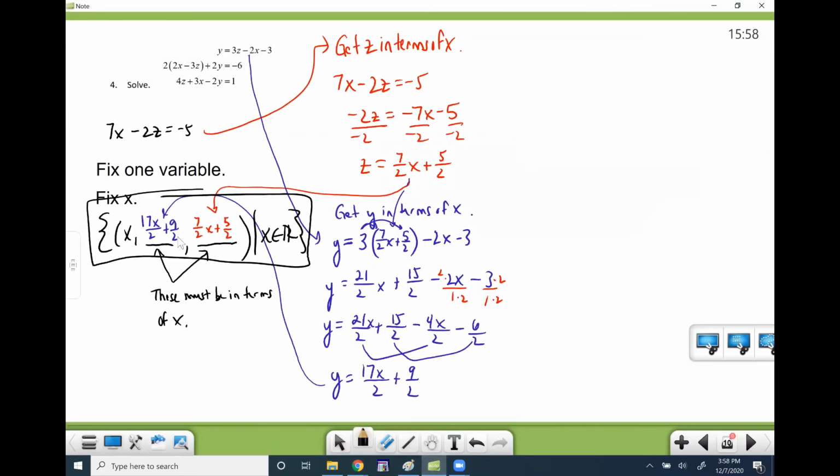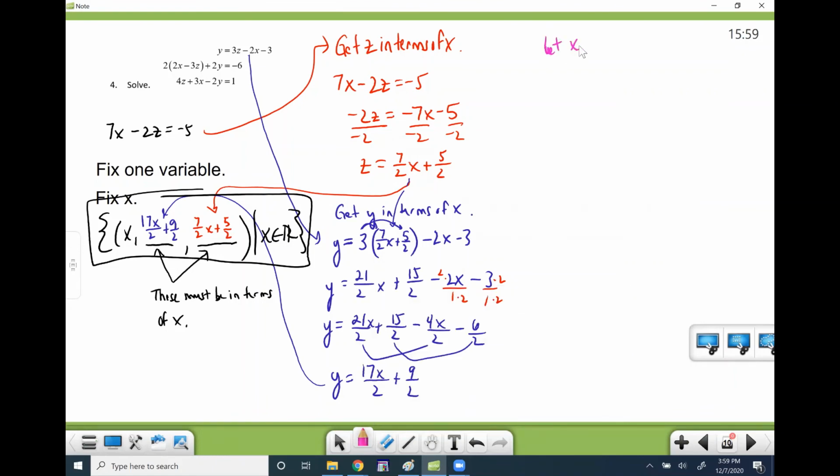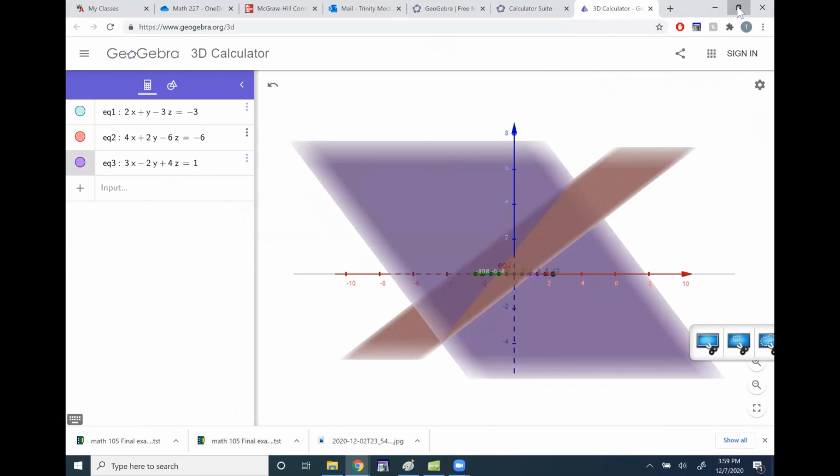So why is this good? Okay. This is good because now that everything's in terms of x, if somebody were to let, let's say, x be 0, in this, then they have an ordered triple. 0 is the x. If I plug a 0 into that, that guy's gone, so just 9 halves remains. And if I plug a 0 into that, that's gone, so just 5 halves remains. This should be a point on the line where those two things cross. Let's see if it's true.